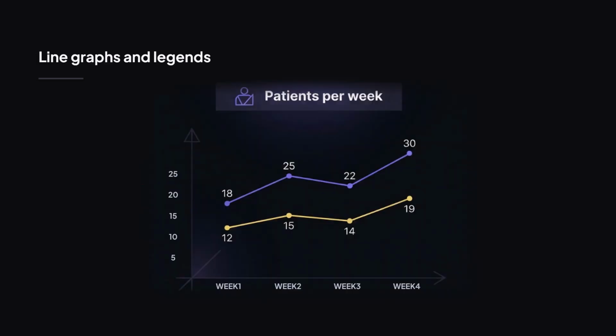Line graphs and legends. From the previous examples, we know that the numbers on the horizontal line are the horizontal axis label, week numbers, and the vertical is the number of patients. But wait, there are two sets of lines. In order for it to make sense, we need legends like this. In this case, we know that the purple line represents the graph for the male patients and the yellow line represents the graph for the female patients.